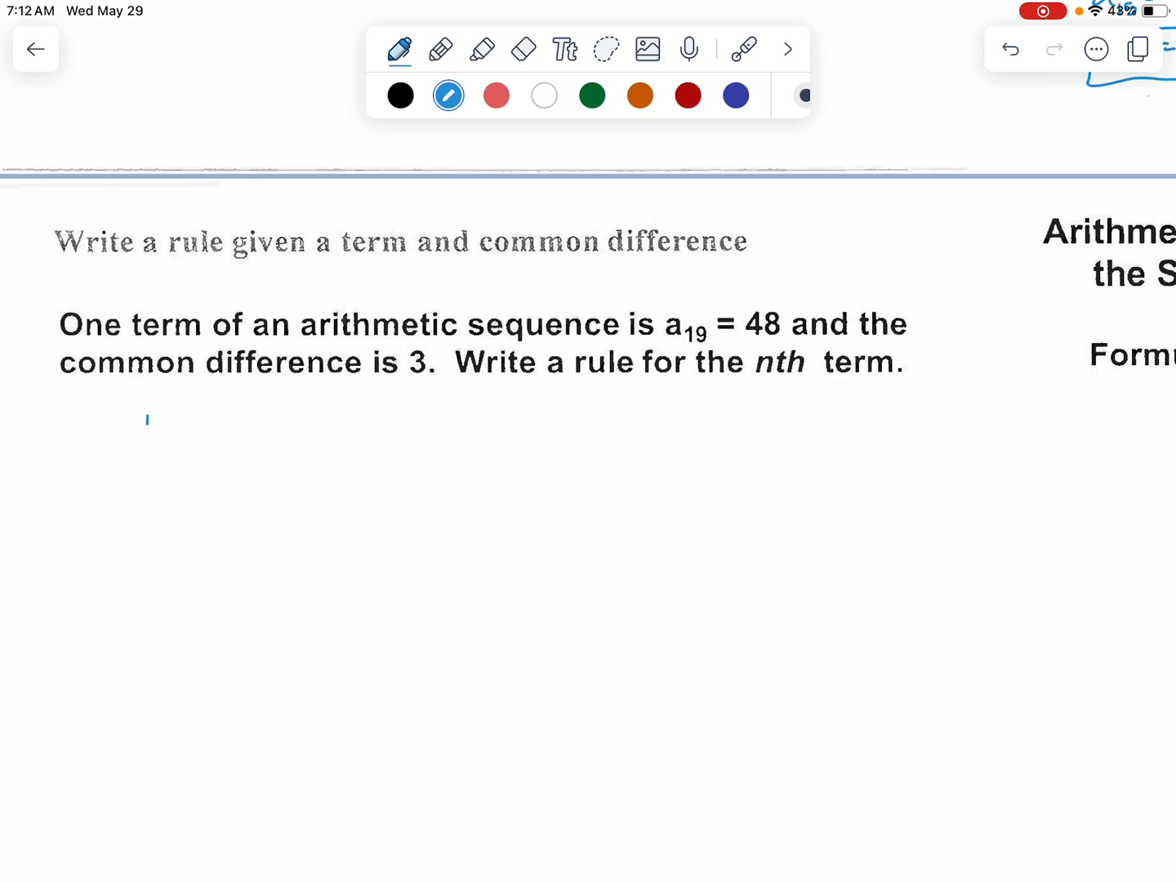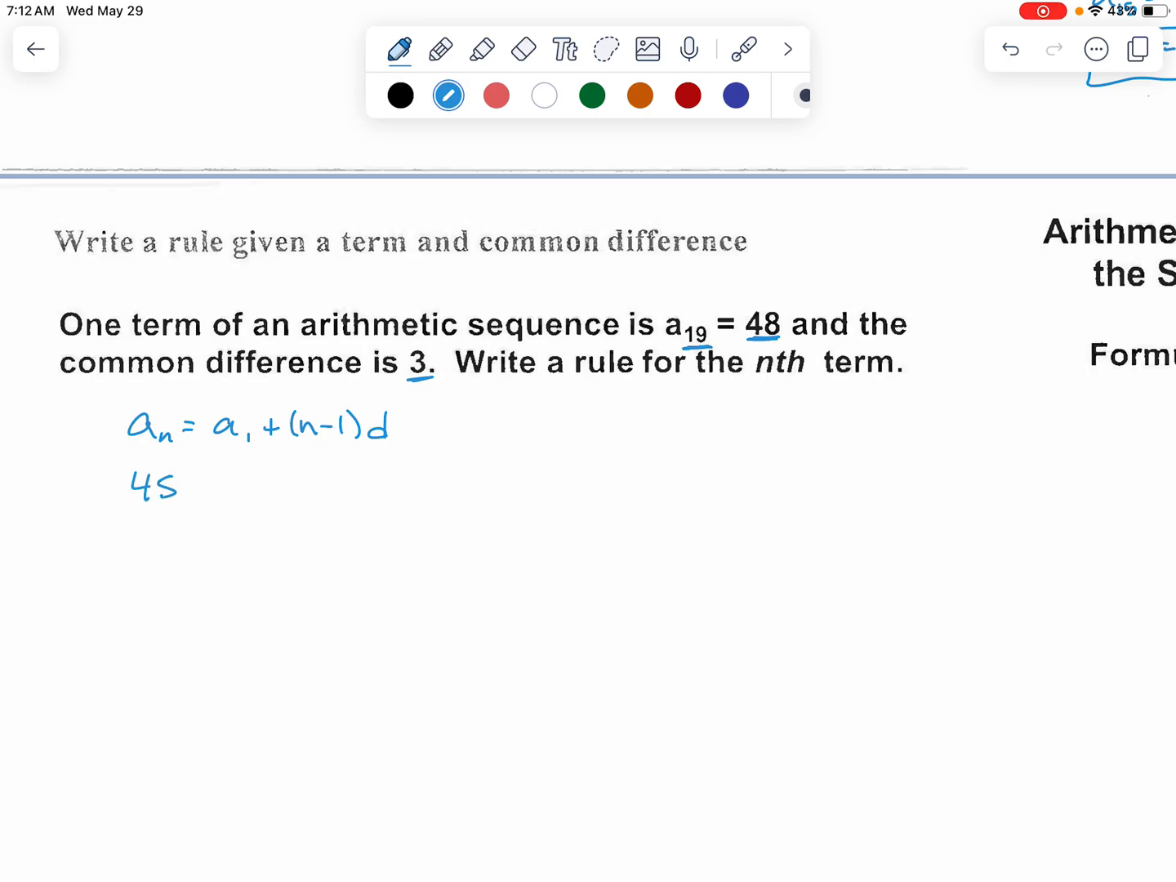So when we have our equation, or our base one, a sub n equals a1 plus n minus 1 times our common difference, okay, we know n is 19. We know when n is 19, the whole thing equals 48, and you know your common difference is 3, so we can substitute in what we know.